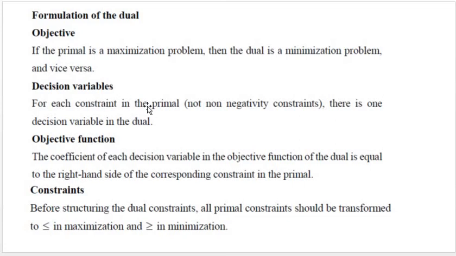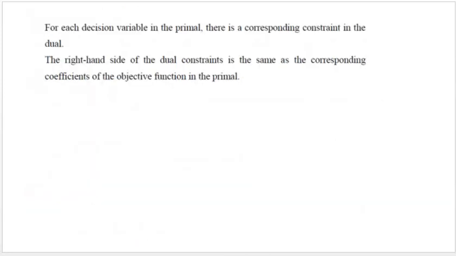Decision variables. For each constraint in the primal, there is one decision variable in the dual. Objective function. The coefficient of each decision variable in the objective function of the dual is equal to the right hand side of the corresponding constraint in the primal. Constraints. Before structuring the dual constraints, all primal constraints should be transformed into less than or equal to in a maximization problem and greater than or equal to in a minimization problem.